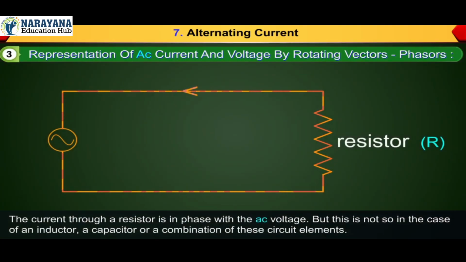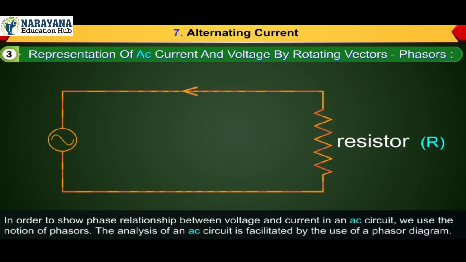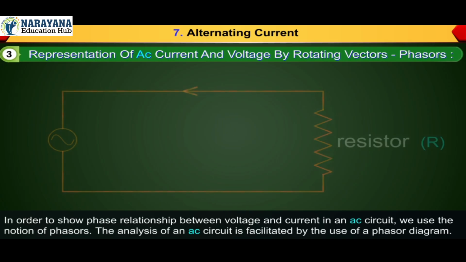Number 3. Representation of AC current and voltage by rotating vectors, phasors. The current through a resistor is in phase with the AC voltage, but this is not so in the case of an inductor, a capacitor, or a combination of these circuit elements. In order to show the phase relationship between voltage and current in an AC circuit, we use the notion of phasors. The analysis of an AC circuit is facilitated by the use of a phasor diagram.